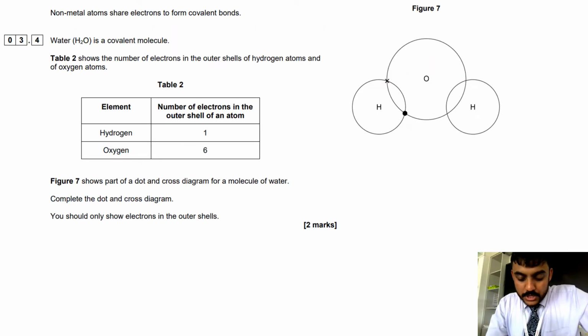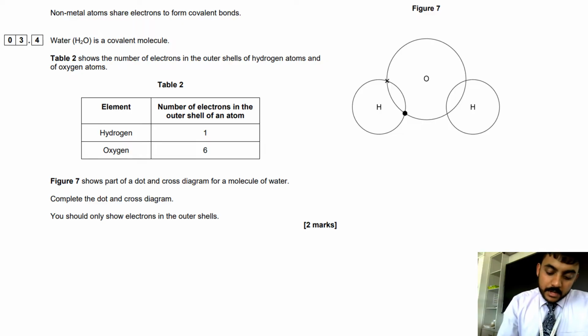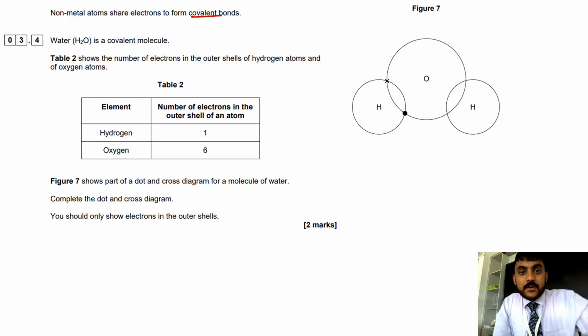Non-metal atoms share electrons to form covalent bonds. Water is a covalent molecule. Table 2 shows the number of electrons in the outer shells of the hydrogen atoms and the oxygen atoms. Figure 7 shows part of the dot and cross diagram of a water molecule. Complete the dot and cross diagram. Remember, covalent molecules have shells that overlap to share electrons. Hydrogen has 1 electron on its outer shell and oxygen has 6. They both want full outer shells. Hydrogen wants 2 and oxygen wants 8.